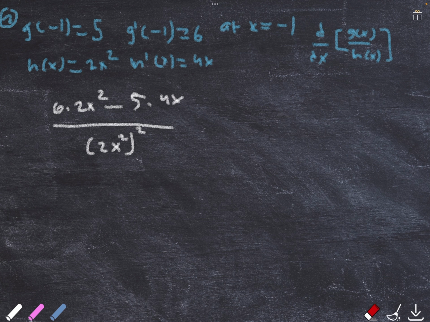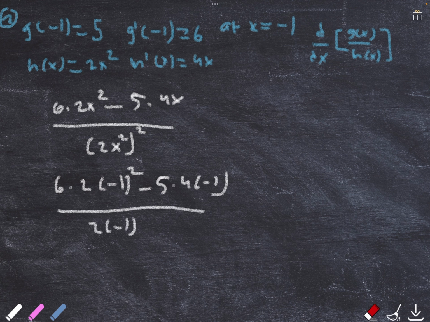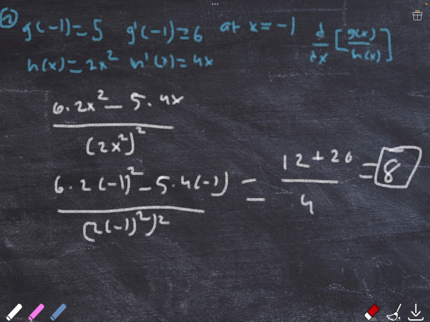And now we're going to input our negative 1. Now that we input our negative 1, it's going to be 6 times 2 of negative 1 squared, minus 5 times 4 times negative 1, over 2 of negative 1 squared, which is equal to 12 plus 20 over 4, which is equal to 8.